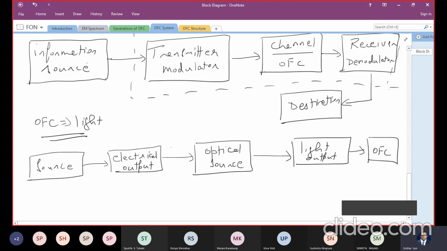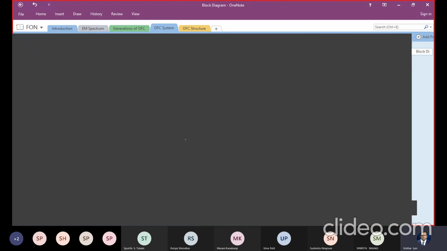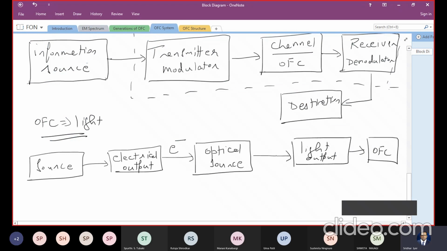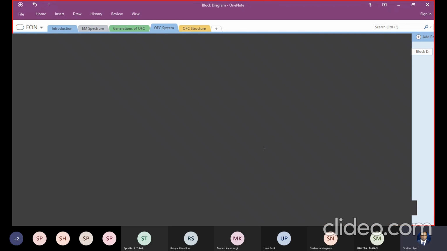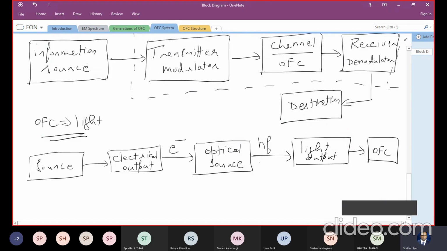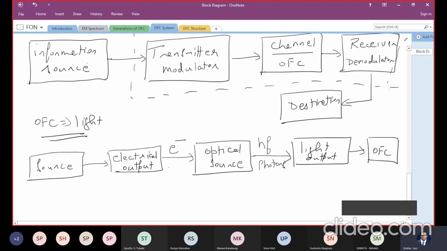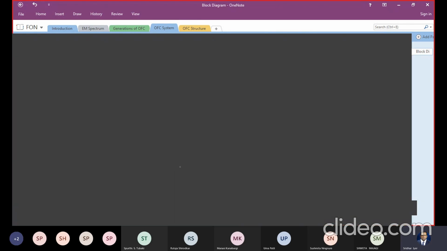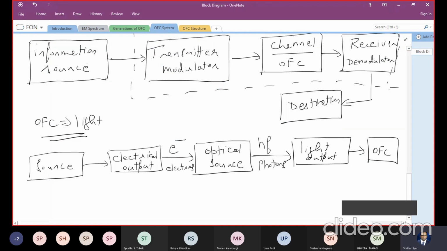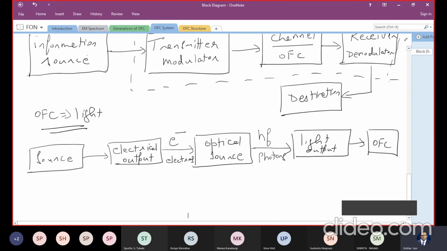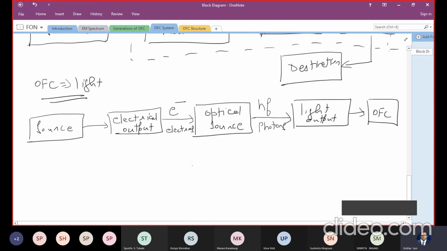This optical source will take the electrical output, which will be in the form of electrons, E minus, and its job will be to convert these electrons into corresponding photons, which I denote as HF. So this HF is photons, and this E minus are the electrons, right? So the job of the source is to convert the electrons into the corresponding photons, right?